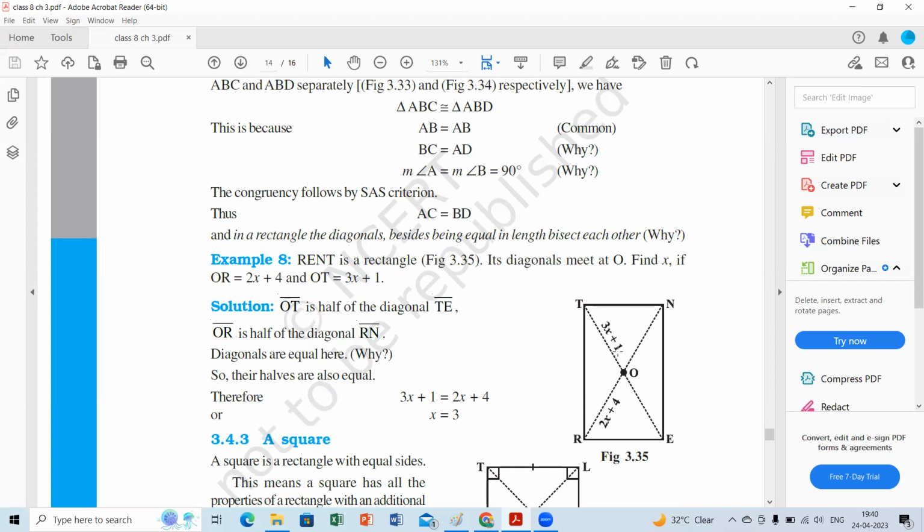If you don't know that property, you can add up the lengths. The complete length you will get as 6x plus 2, and this complete length as 4x plus 8. You can equate them and you will get the same answer: x is equal to 2. But don't forget, children, diagonals are equal in length and they bisect each other. That's why OT is nothing but OR.